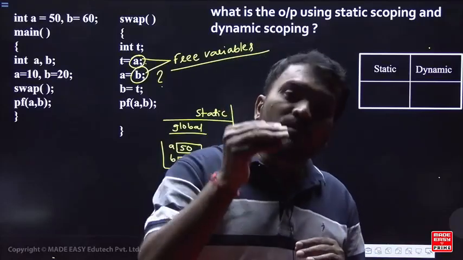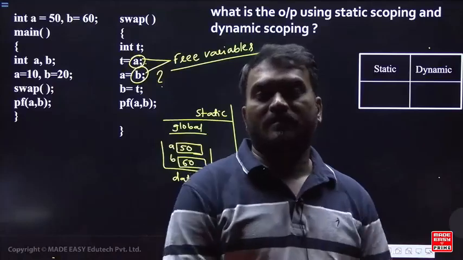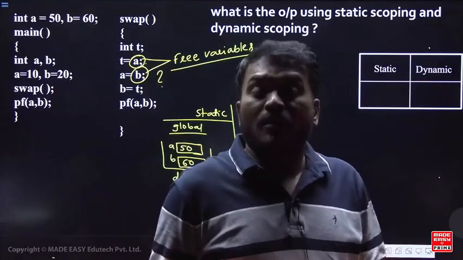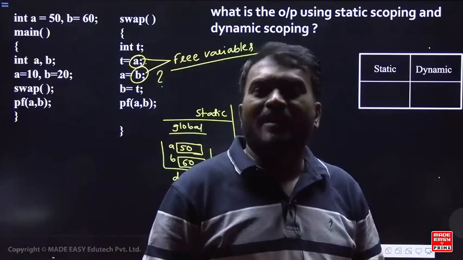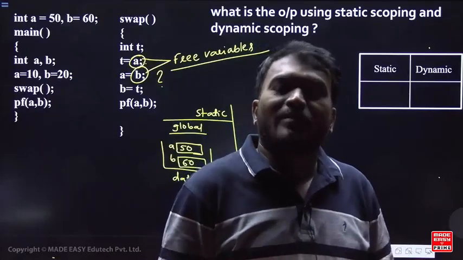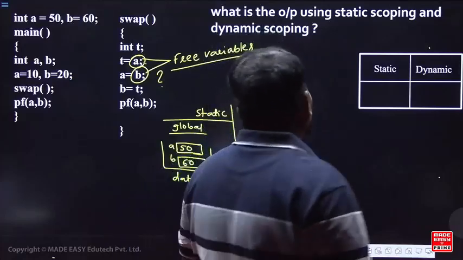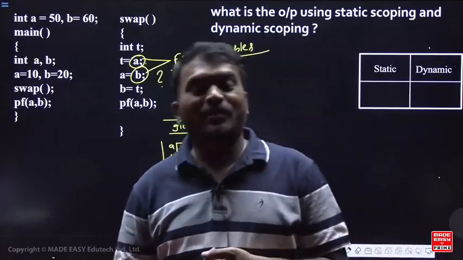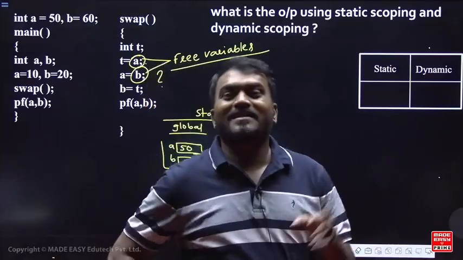But remember, as a computer science student, you should also know that there is something called dynamic scoping. Is that clear? And why do you have to study this? Because there is a GATE question. So now you need to study both static scoping and dynamic scoping because the GATE questions are there on both the topics. Is this clear for everyone?